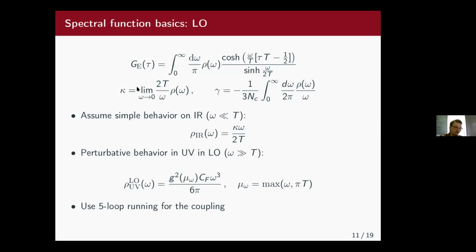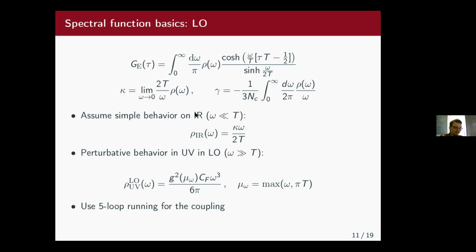Again, repeating the spectral function, we have the Euclidean correlator related to the spectral function, and kappa is given by the omega to 0 limit. One could, in theory, measure gamma also through here. This is the quarkonium coefficient, but we don't do it at the moment. It has problems with infinities, and it needs some extra normalization.